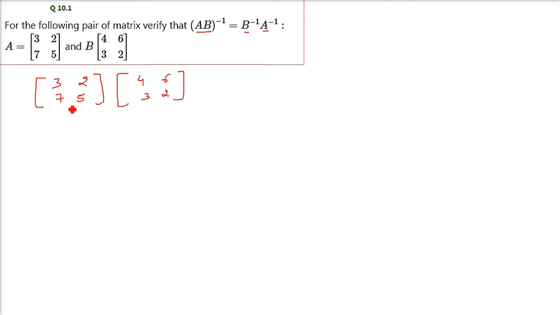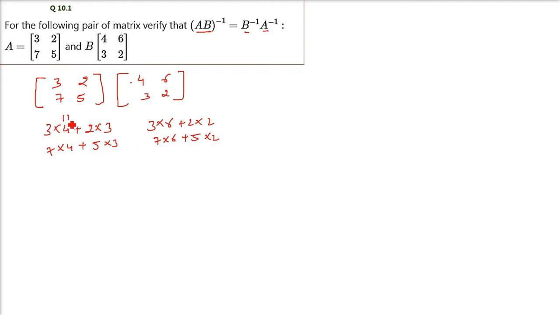The row has to be multiplied with the column. So 3 into 4 plus 2 into 3. Then 3 into 6 plus 2 into 2. This is the first row. Now both columns are done. Now the second row with both the columns. So 7 into 4 plus 5 into 3, then 7 into 6 plus 5 into 2. Okay, this is the matrix multiplication.